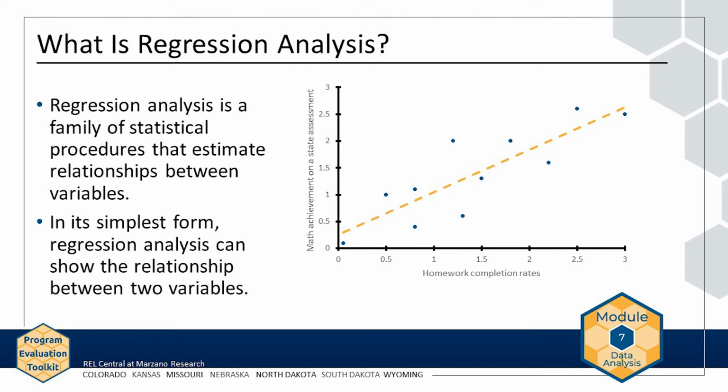Multiple regression analysis allows you to control for other factors by including additional variables. For instance, the evaluation team might want to look at how homework completion relates to math achievement, while also accounting for such variables as student socioeconomic status and AMP participation.